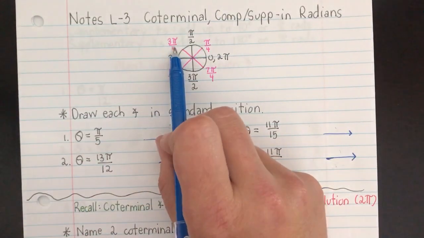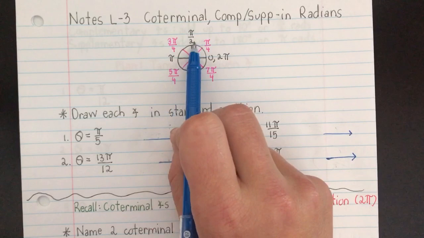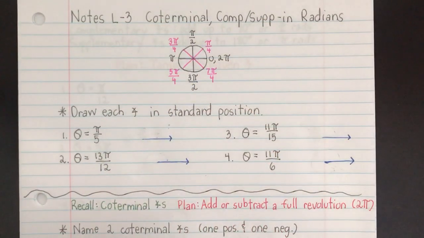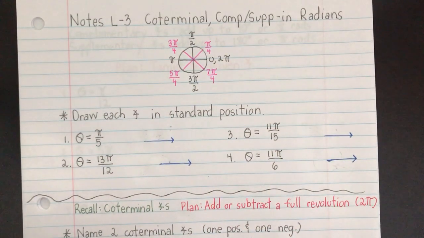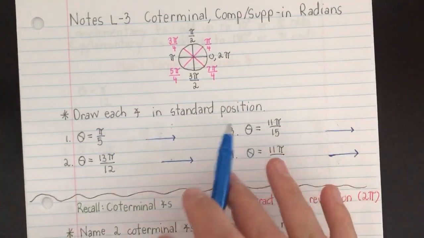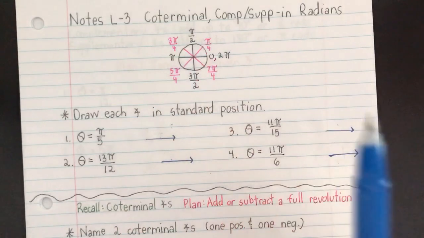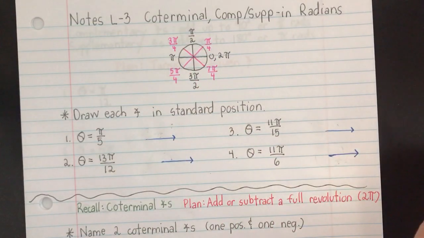So sometimes you'll want to think in terms of the fourths, sometimes you'll want to think in terms of the halves, and then later when we talk about it, we'll talk about thirds and sixths, etc. But for today, do your best estimation with what you know. So draw each angle in standard position, and of course we're talking radians.